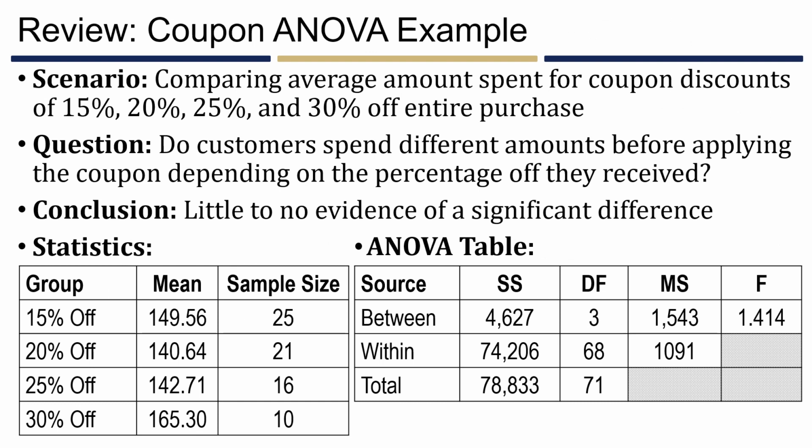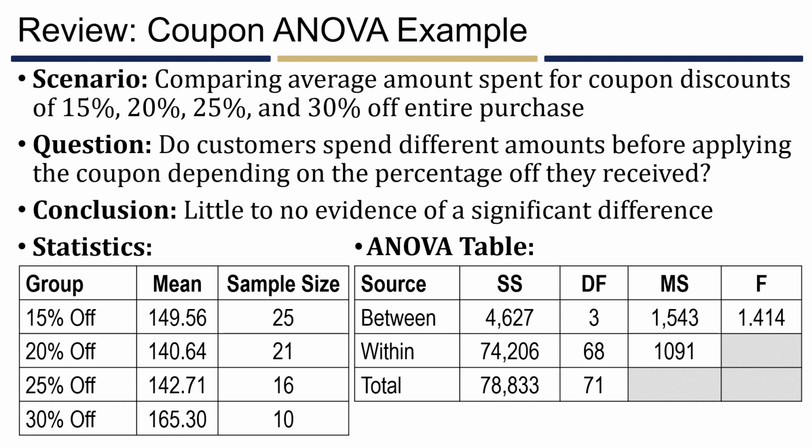So to finish things off, let's take a look at the coupon example, and I'll show you how to get these confidence intervals using Excel. Reviewing this example, we had 4 different groups, and we were looking to see the average amount that these people tend to spend, given a 15% off coupon, 20%, 25%, or 30% off coupon. Looking at the sample sizes, notice that they are all different. So we're going to have different margins of error for every confidence interval that we calculate.